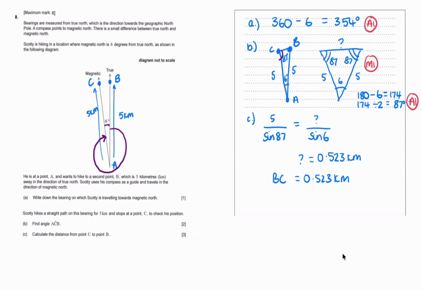And then for the last part, the distance from C to B, there is 1 mark for using the sine formula appropriately. There is 1 mark for using the sine formula correctly, so substituting in the correct information. And you could also use cosine instead of sine. And then there is also 1 mark for the answer, which needs to be rounded correctly. Okay.